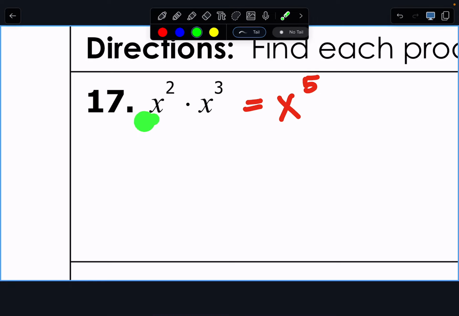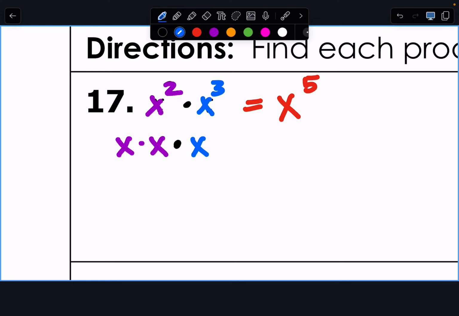What does x squared mean? X squared means x times x, right? So, x squared means x times x, times, what does x cubed mean? X times x times x. Well, now, how many x's are we multiplying together? 5. So we have x to the 5th. That's why we do it. Now, do I want you drawing a picture every time? I don't think that's necessary, but this is why the rule is what it is.